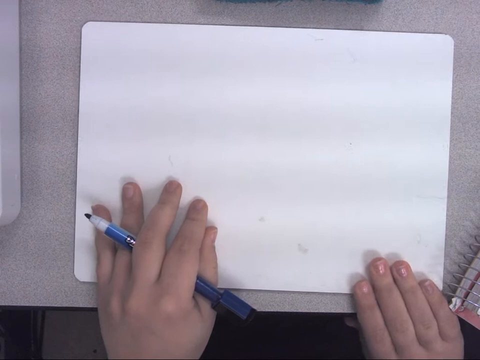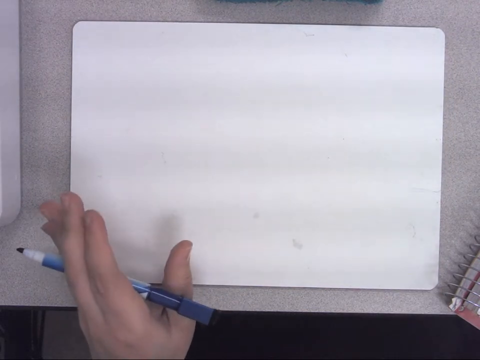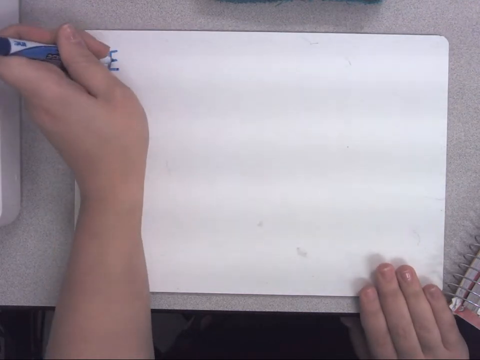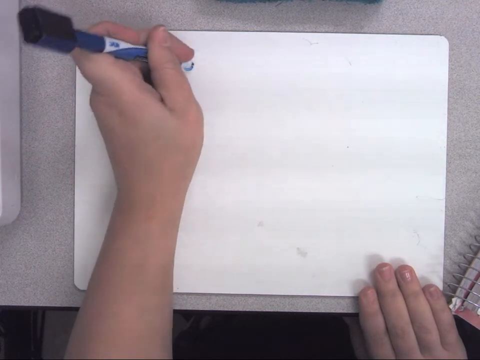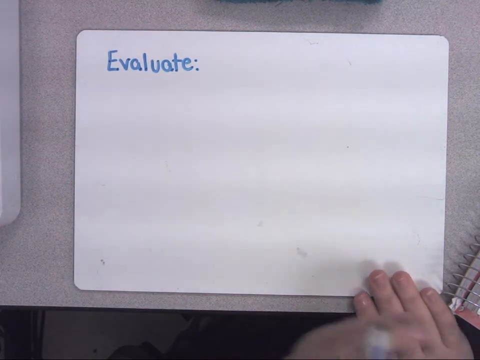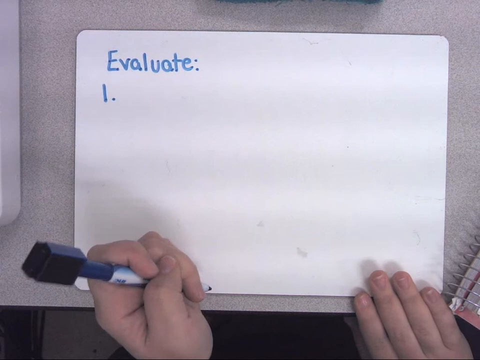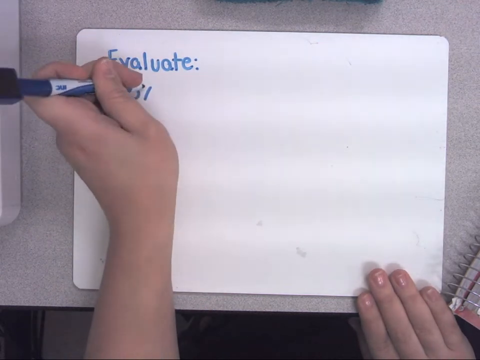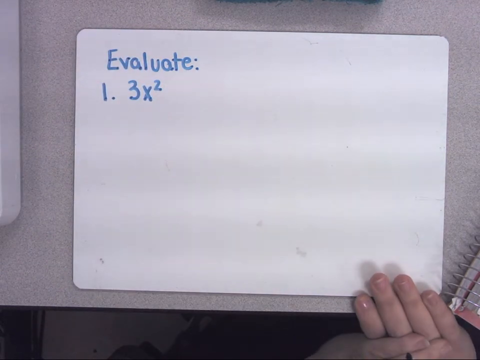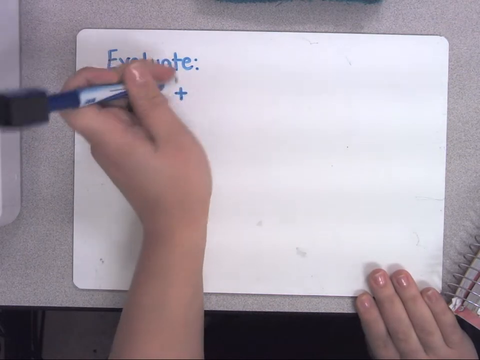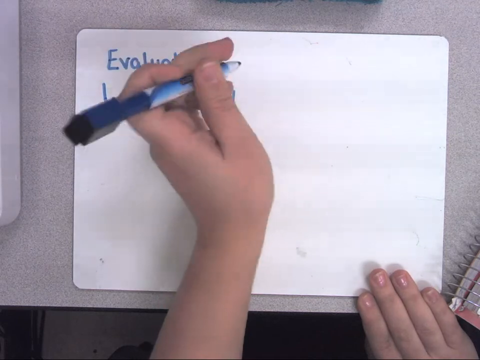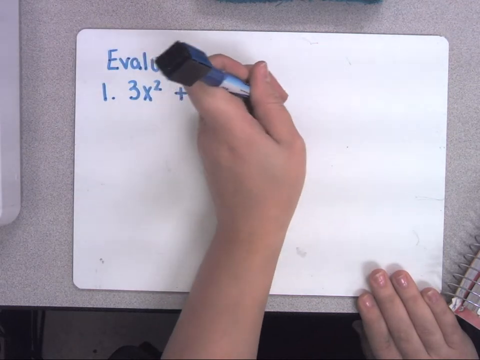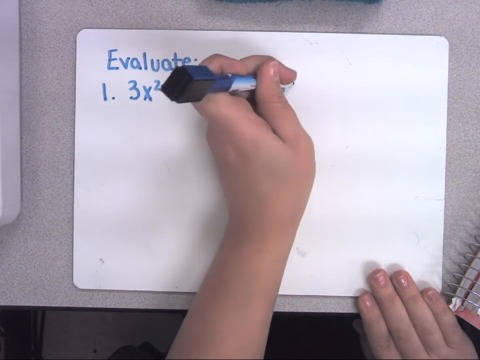Okay, now still gonna do this. It's just gonna have an extra step in the beginning. First, it's gonna say evaluate, which really just still means solve. Then it's gonna give you some information, okay? So it's gonna give you a problem like this. 3x squared plus parentheses 2y plus z to the third power, close your parentheses.